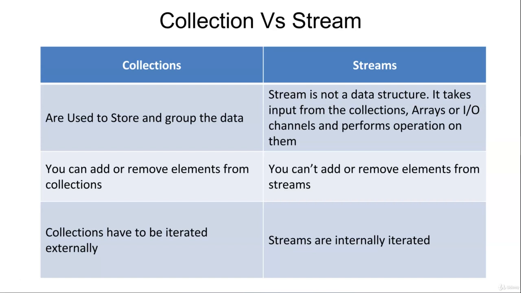But a stream is not a data structure. It takes input from the collection, arrays, or I/O channel and performs operations on them. With collections, you can add or remove elements from collection. But with a stream, you cannot add or remove elements from streams. Collections have to be iterated externally. Streams are iterated internally. Now let's look at an example of what I mean by all these things.